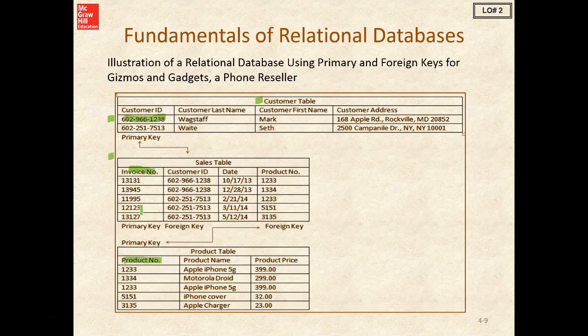When we link these tables together, we're going to take the primary key of the customer table and link it to the foreign key in the sales table. And that's how we'll basically link this together. When we take a look at the example down here, we've got the primary key in the product table being the product number. We can link to the sales table. It's going to be the foreign key in the sales table. And that's how we'll link these database tables together.